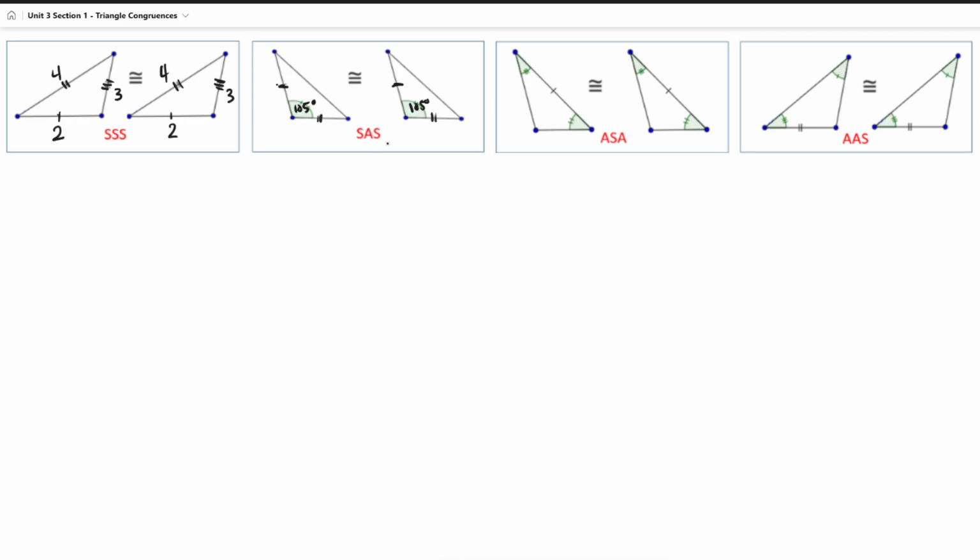Now notice, in order for this to be side angle side, it needs to read, as the name implies, side angle side. And you will see why that's important later.